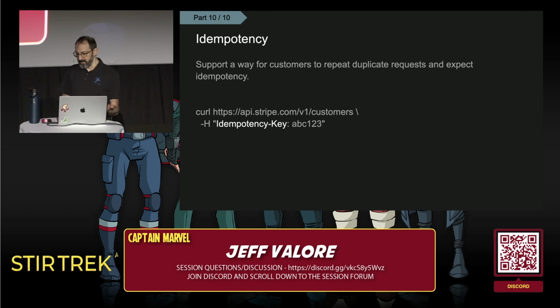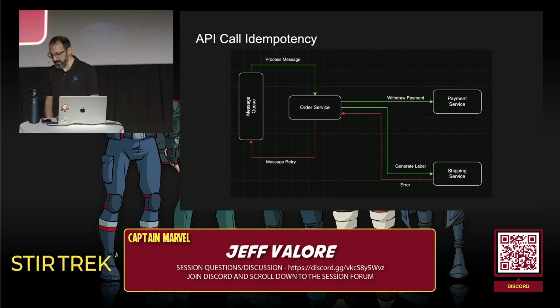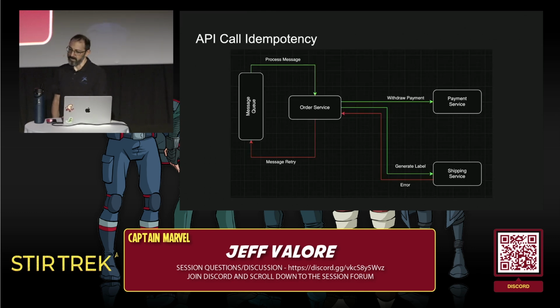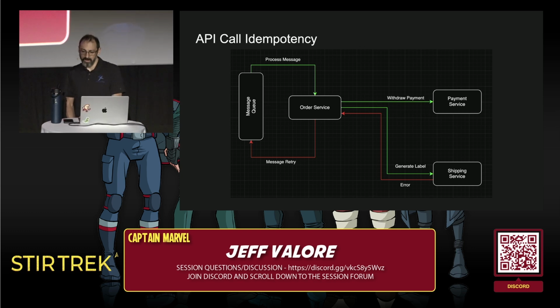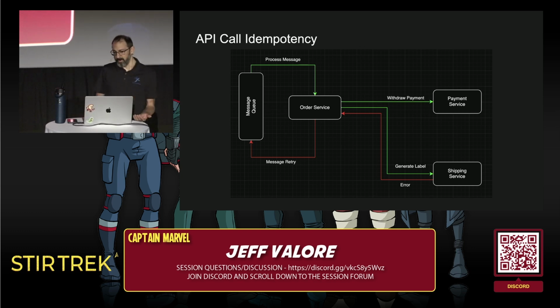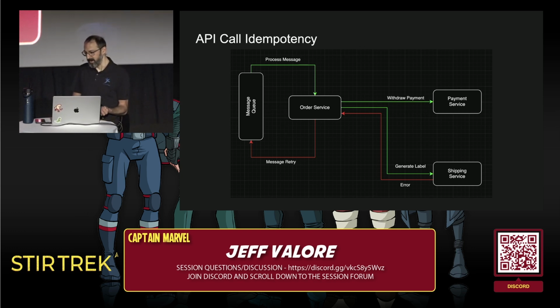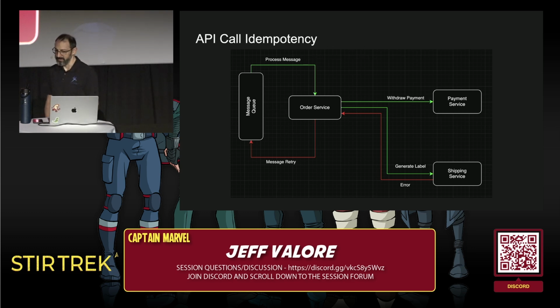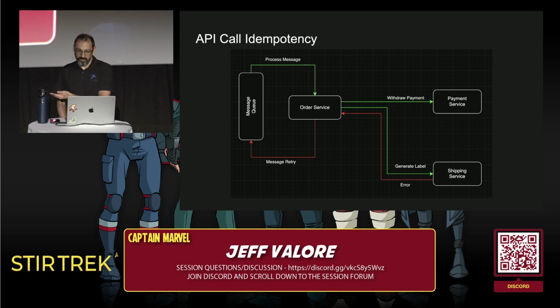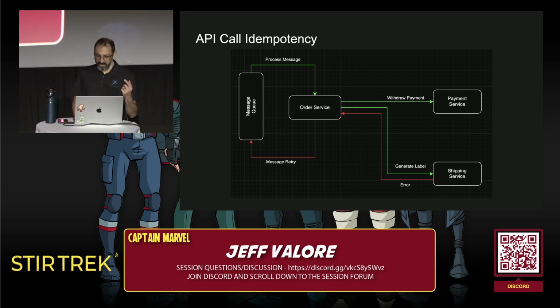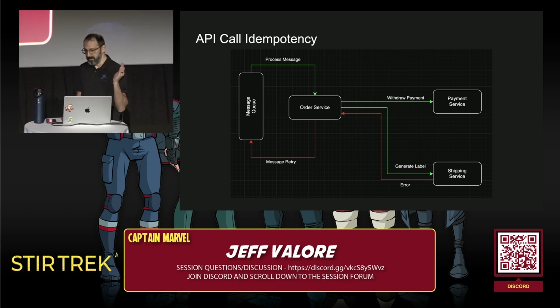Why is that important? Well, we live in a world where microservices and event-based architectures are more and more common, and in most event-based architectures you are guaranteed at least once delivery, but not only once delivery. So let's say we have order service here that processes a message out of the queue, calls a payment service, perhaps it's Stripe, collects payment from a customer, then calls off to the shipping service, maybe it's UPS or FedEx or something, to generate a label.